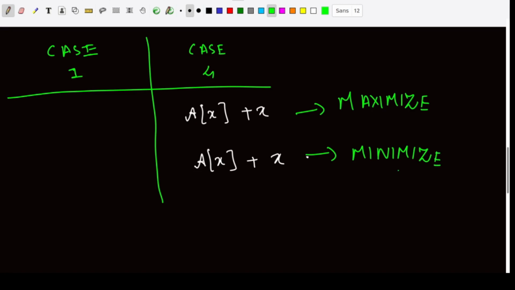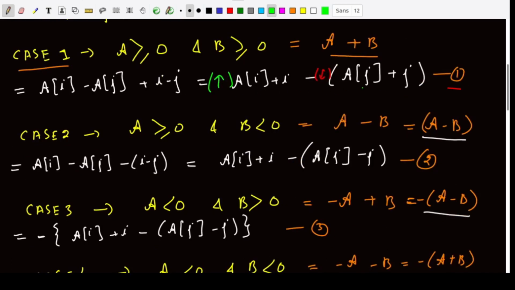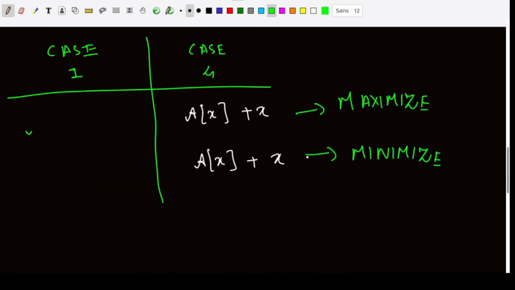Nice. Now let us look at case 1. Again, which term was I trying to maximize? ai plus I, which is ax plus x. And which term was I trying to minimize? Again aj plus j, which is ax plus x, right? So essentially, I was just trying to show you that here, this is what we were trying to maximize, and this is what we were trying to minimize.